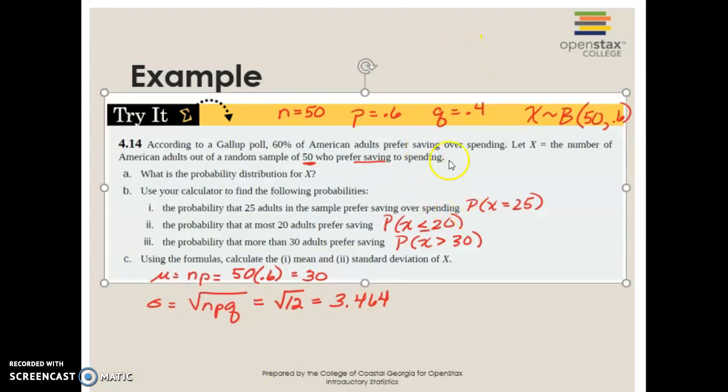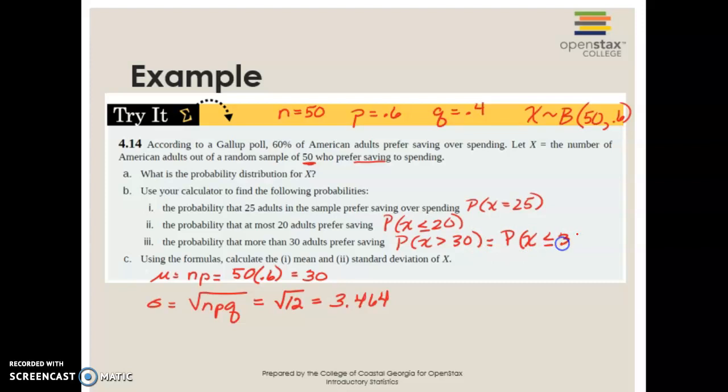Okay, so what we're going to do here is probability of X equals 25, probability X is less than or equal to 20, probability that X is greater than 30. That is going to be X is less than or equal to 30, and you're going to subtract it from 1. So, you're going to turn that around like we did before, and you will have 1 minus the probability of X is less than or equal to 30.